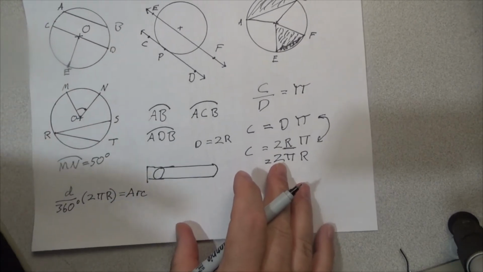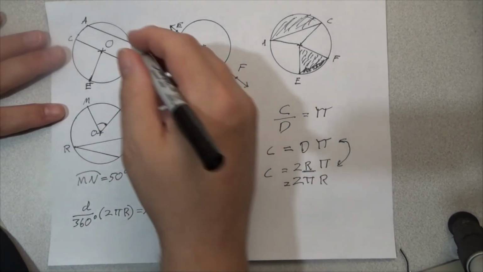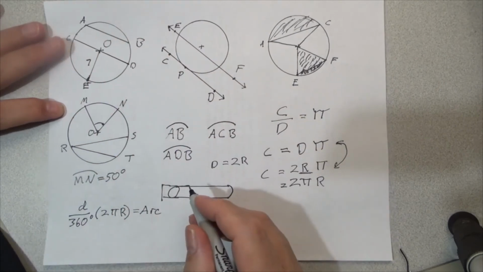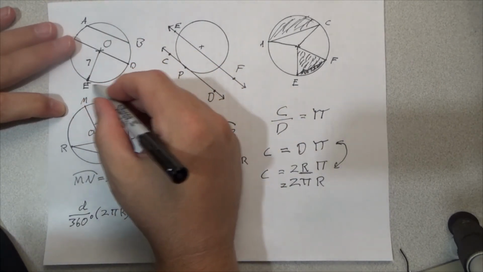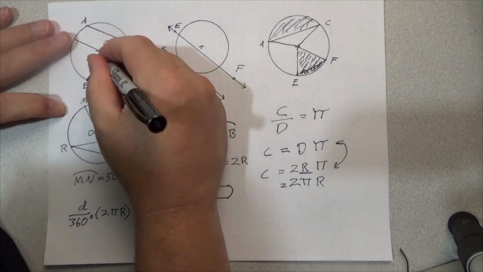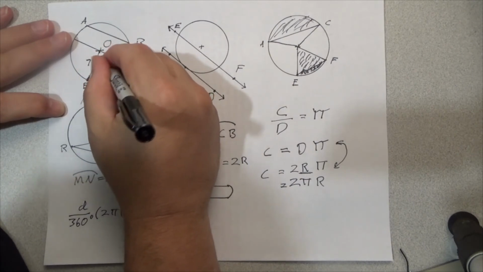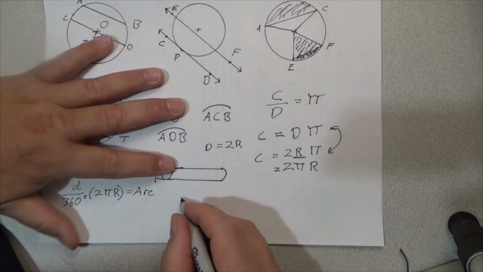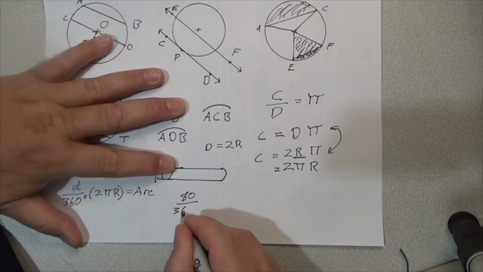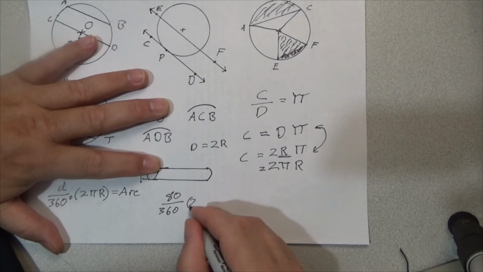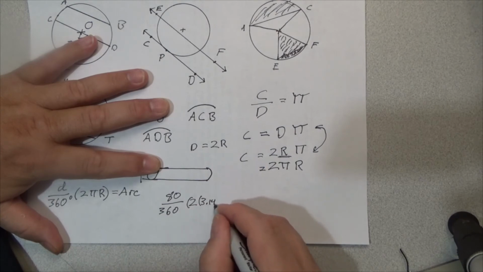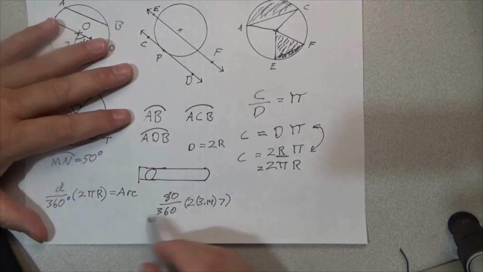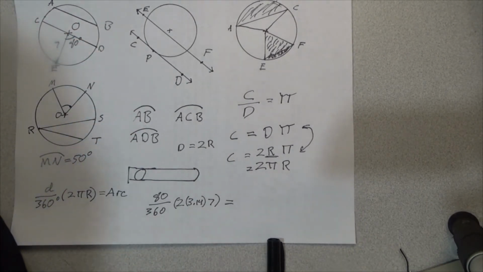All right, so let's go to this circle right here. And let's say that the radius of this circle is 7. All right. And I want to know what the arc length is from E to D. And let's say that this angle right here is 80 degrees. Okay, so I come down here and I put my 80 divided by 360, multiply that by 2, and I'm just going to use 3.14 times, what did I say, 7. 7 for the radius. And that's going to give me the arc length.